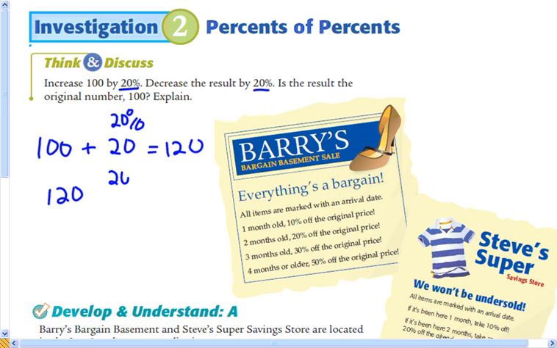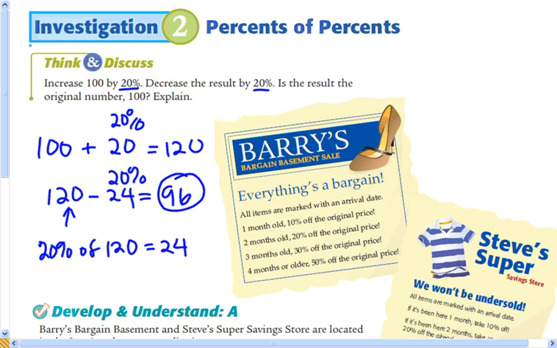we're going to take off 20% this time. We're taking off 20% of 120. 20% of 120 is more than 20% of 100. 20% of 120 is actually 24. So when we subtract 24, we end up with 96. So we end up with 4 less than we started. And that's because percents are portions, and a portion of a bigger amount will be a bigger number.